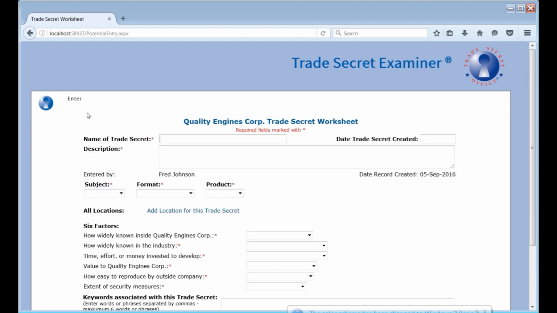Now what I have here is one option. I can enter a new trade secret. So let's go ahead and enter a new trade secret. And what I will call this one is the dynamometer test results.